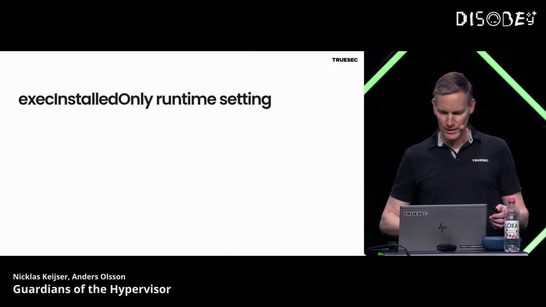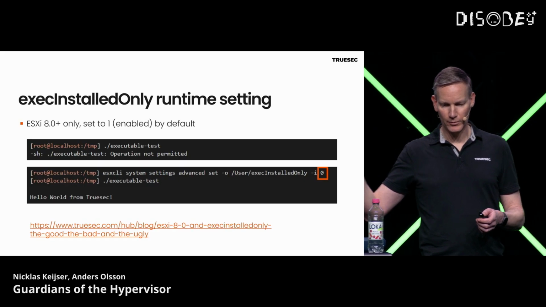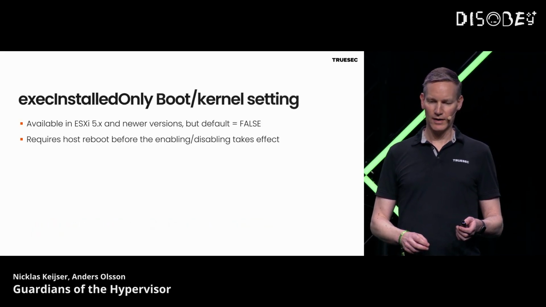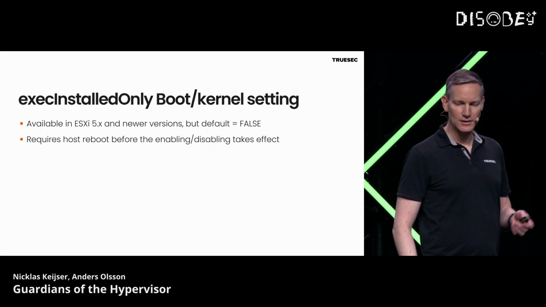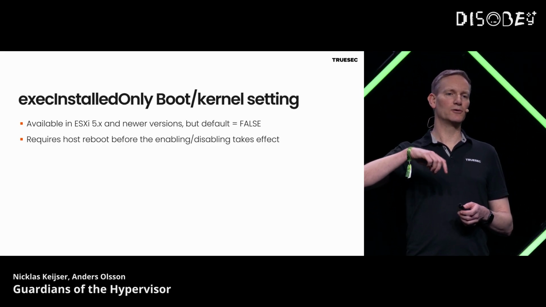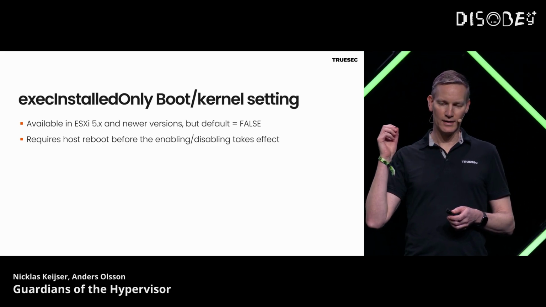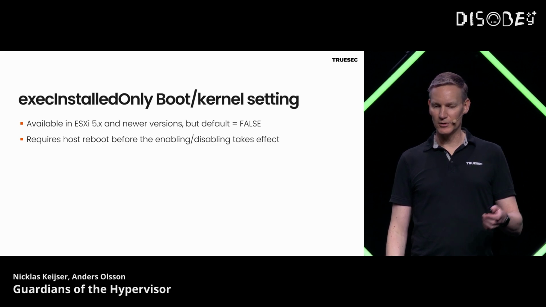I showed you this runtime setting. This is the one we did in the first demo. Turn it off. More information in the blog post here. We have the boot kernel setting. This is the one you should flip. The trick with this one is that when you change the setting from false to true or from true to false, you need to reboot the host in order for the setting to take effect. And this is good. You need to remember to do it.